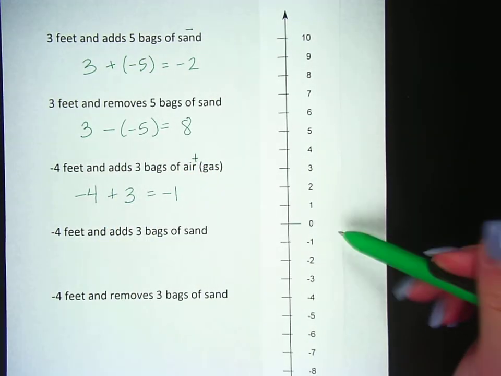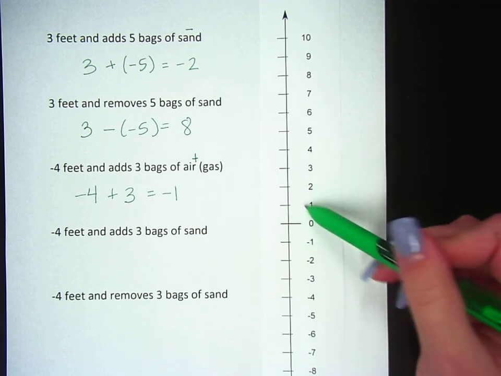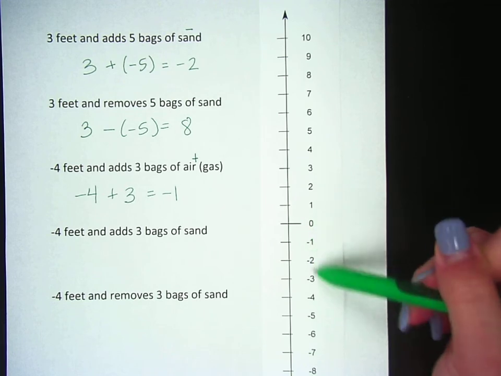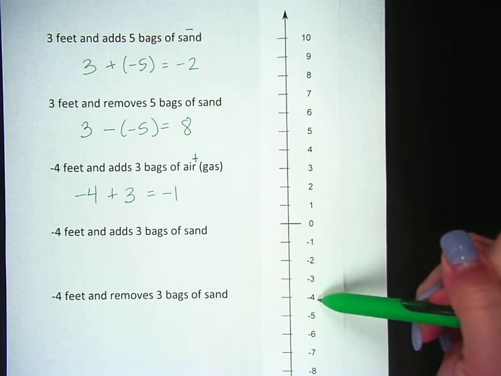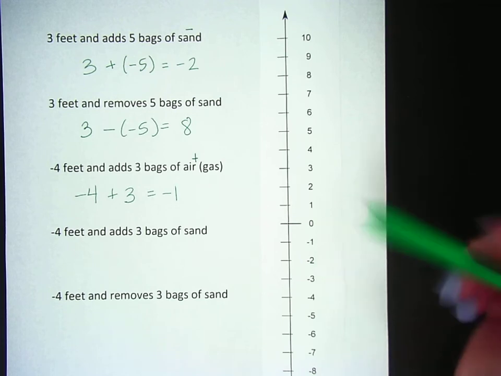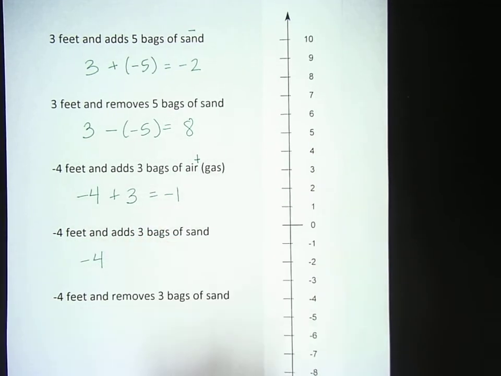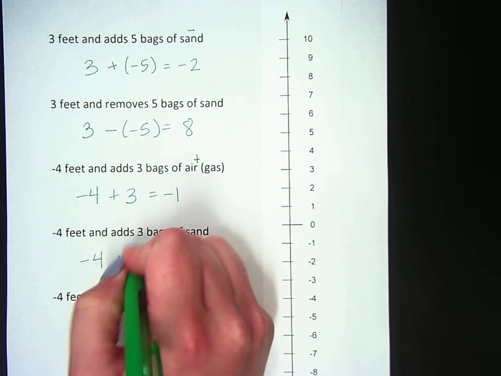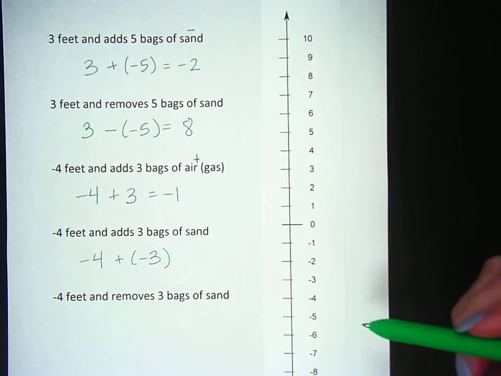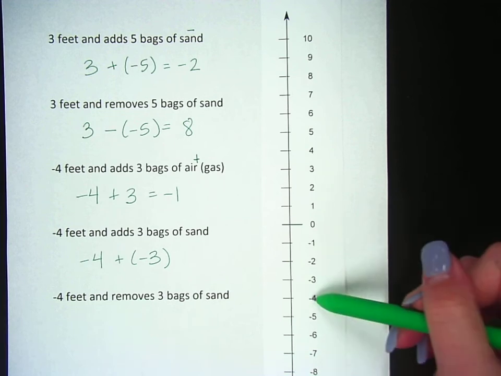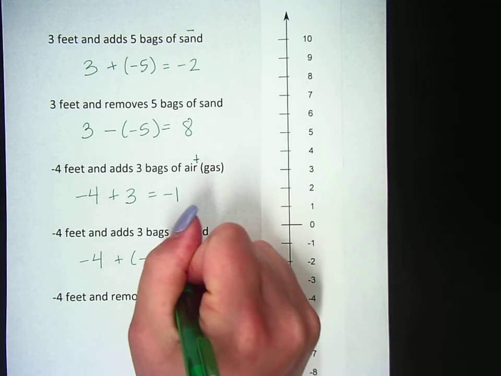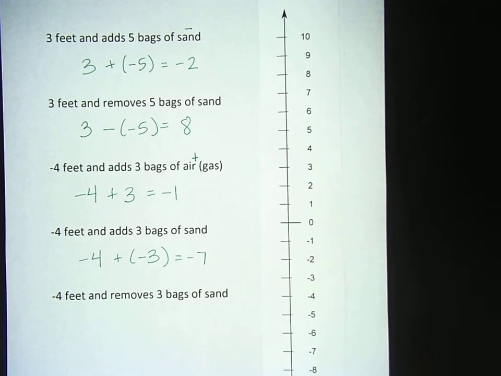-1. Okay, so think about like if a hot air balloon went off the side of a cliff, so he's going like down towards water below. He was at -4, so when he added air, that brought him up to -1. Okay. If he's at -4 though, and then he adds more negatives, well, now they're both going in the same direction, so I can actually add them. He's at -4, and he added more negatives to him, and he got to -7.